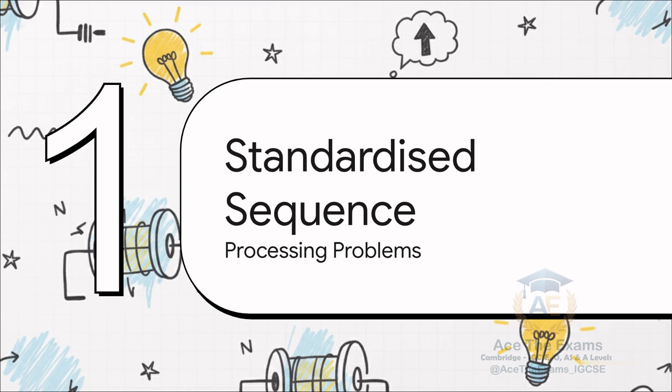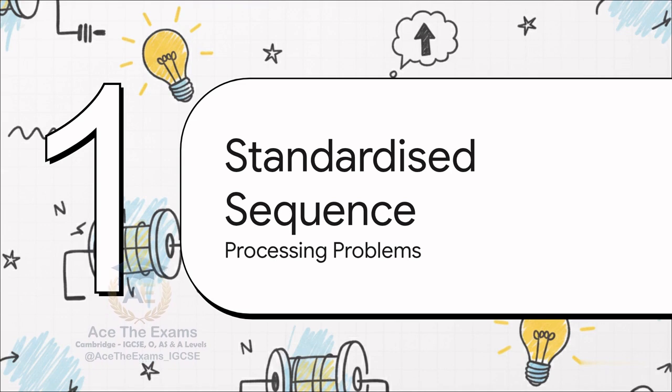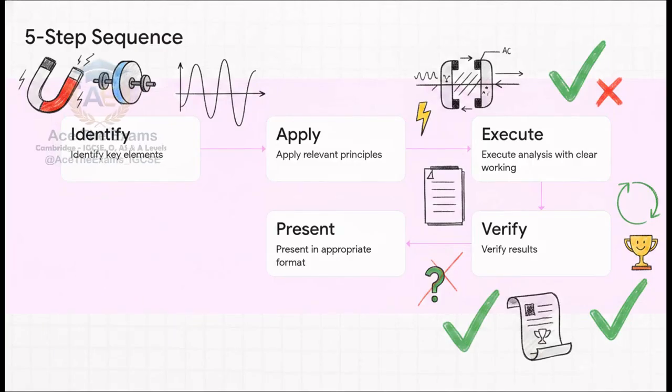Okay, Section 3, standardized sequence for processing the problem. Now that we have our core conceptual knowledge locked down, we need a systematic, repeatable way to process these multi-stage questions without panicking when the clock is ticking. This 5-step standardized sequence is essentially your secret weapon. It's how you extract data, interpret relationships, and draw evidence-based conclusions without accidentally skipping vital steps.